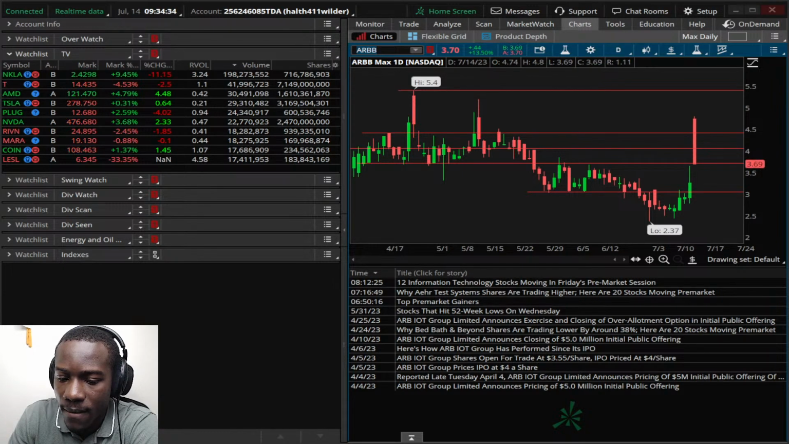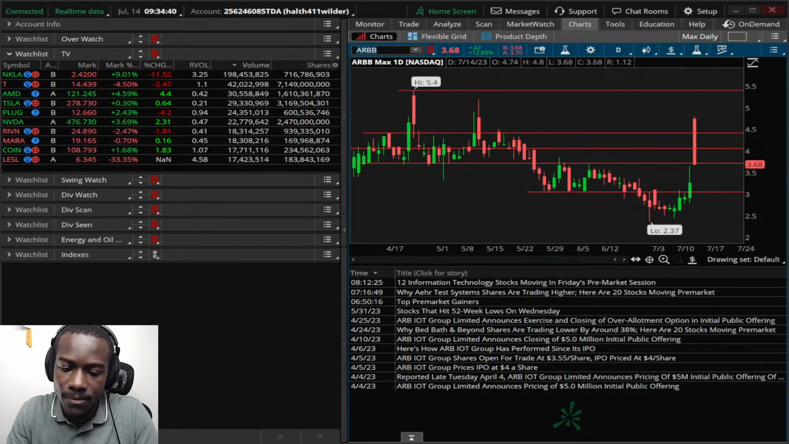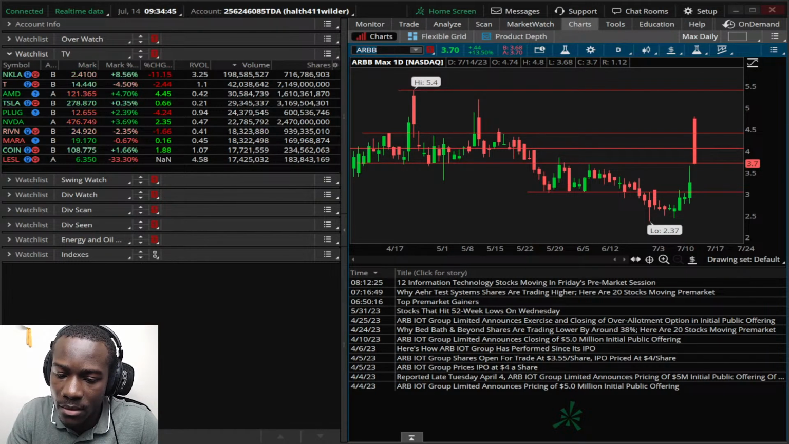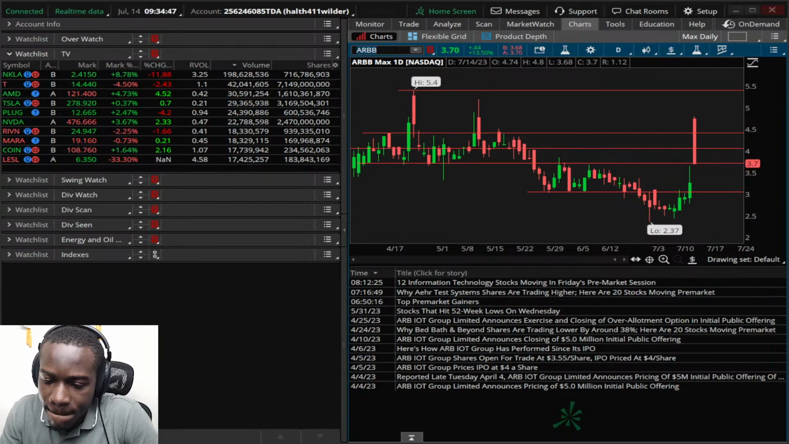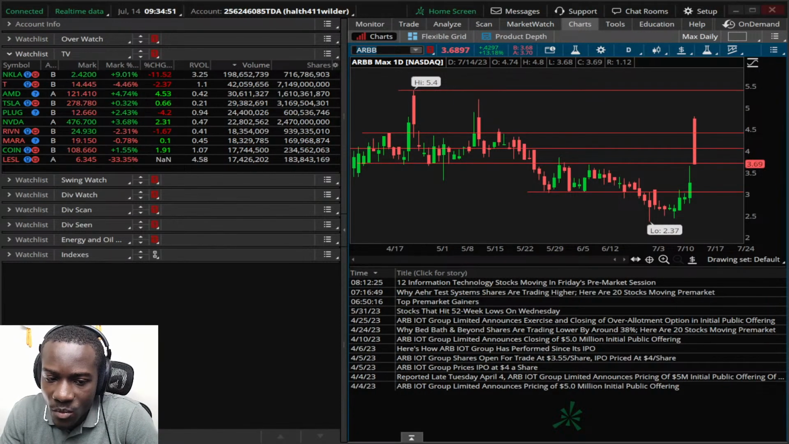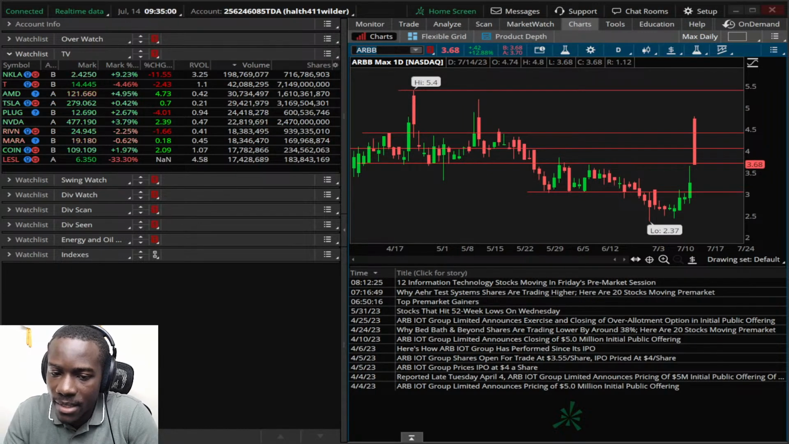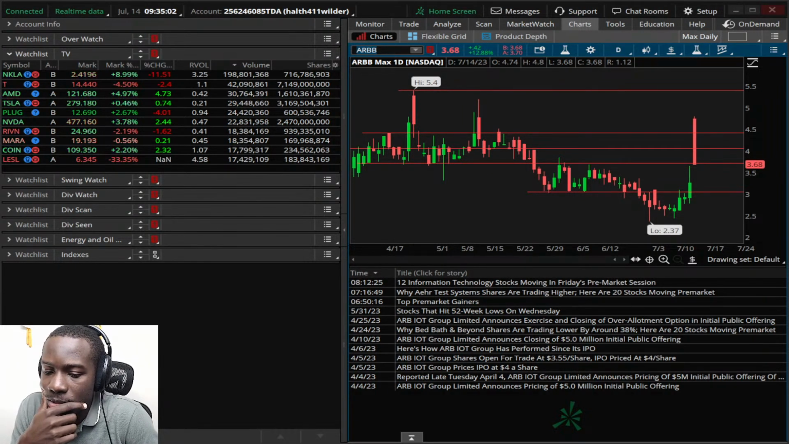Interesting. I may give this thing a try, bro. For a nice little 10 cents, 5 cents, whatever. And this is right at the gap fill, this level here. But I'm not seeing green come in. I might wait for this candle to close. But it may be too late if I do that.